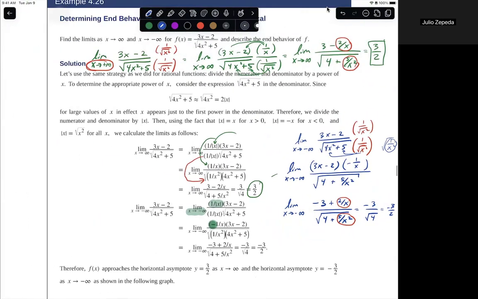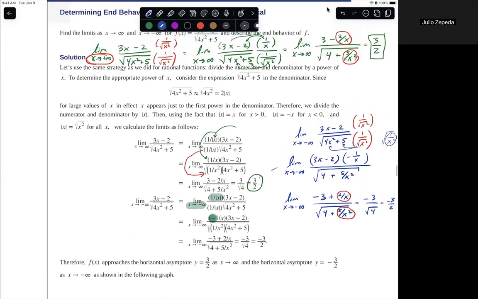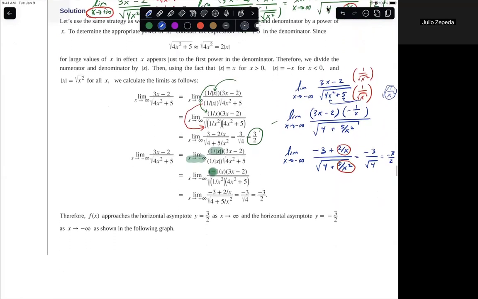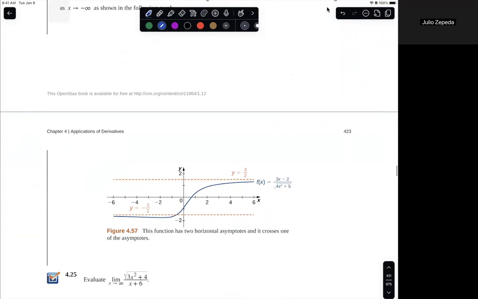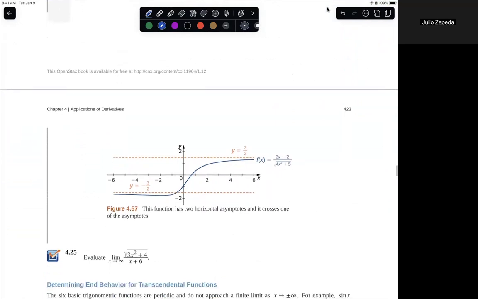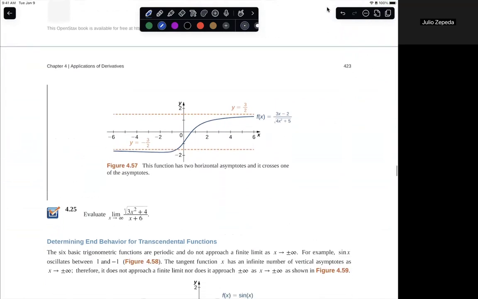Nice. That's a little bit complicated. I would not say that that's super simple. So definitely, it takes some practice to do this. And that's the reason that I'm making this video. There's the graph. Oh, no, look at that. One of those horizontal asymptotes gets crossed. Here's a problem that you can try yourself, 4.25.